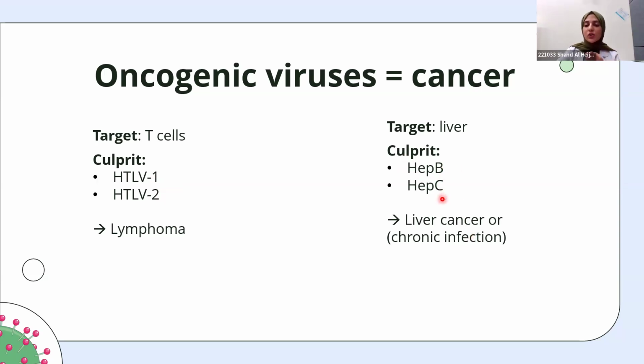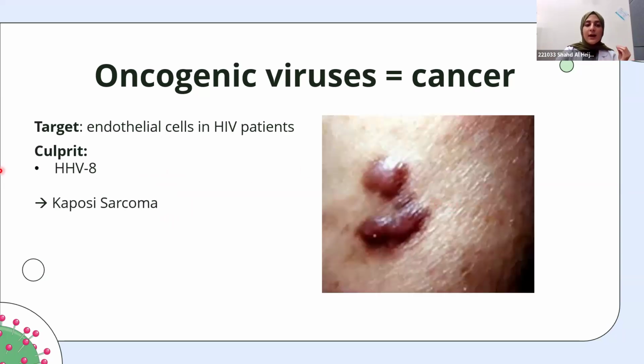They're both involved in chronic infections. So they will cause a chronic infection, but now we're discussing oncogenic viruses causing cancer. One of the results of hepatitis infection is liver cancer. So HTLV will affect T cells, causing lymphoma. Hepatitis B and C affect liver cells, causing liver cancer.